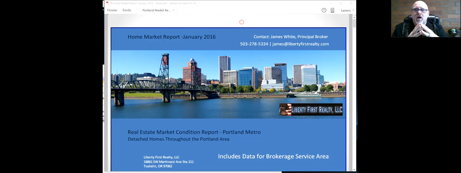It's extremely low. What 1.8 months of inventory really means to you is if no homes listed for the rest of the month, it would take 1.8 months to sell off every property that's currently on the market, assuming sales continue at the prior month's pace.